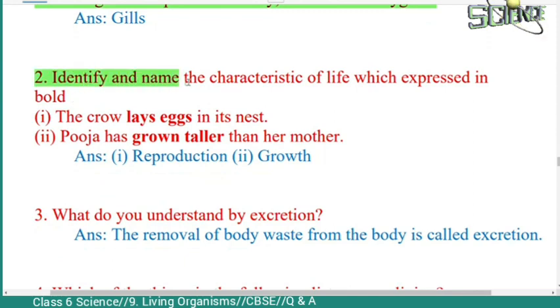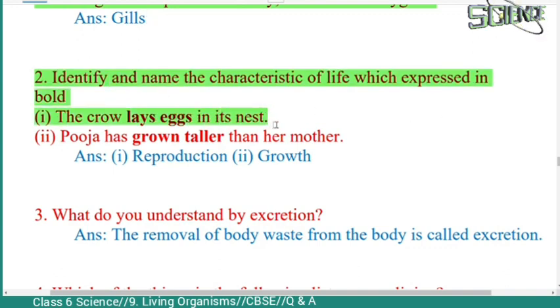Second question, identify and name the characteristic of life expressed in bold. The crow lays eggs in its nest. It is the characteristic of reproduction. Second one, Pooja has grown taller than her mother. It is a characteristic of growth. The crow lays eggs: lays eggs is the characteristic of reproduction. And grown taller is a growth characteristic.